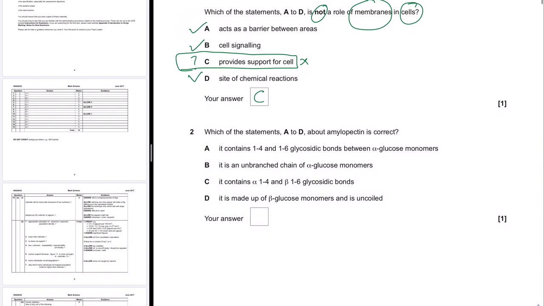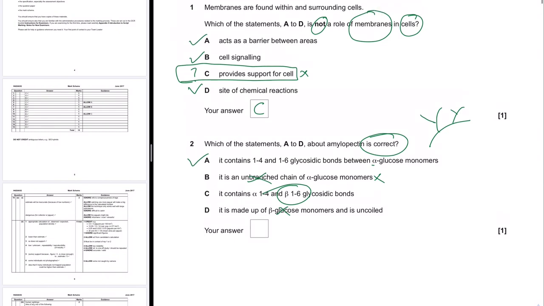Next question. Which of the statements A to D about amylopectin is correct? So amylopectin is the branched form of starch. It contains 1 to 4 and 1 to 6 glycosidic bonds between alpha glucose monomers. That is true, so is correct. I'm looking for the true statement. It is an unbranched chain of alpha glucose monomers is not true, because it is not unbranched. It contains alpha 1 to 4 and beta 1 to 4 glycosidic bonds. There are no beta 1 to 6 glycosidic bonds. It is made up of beta glucose, which it is not. So the first one is true.